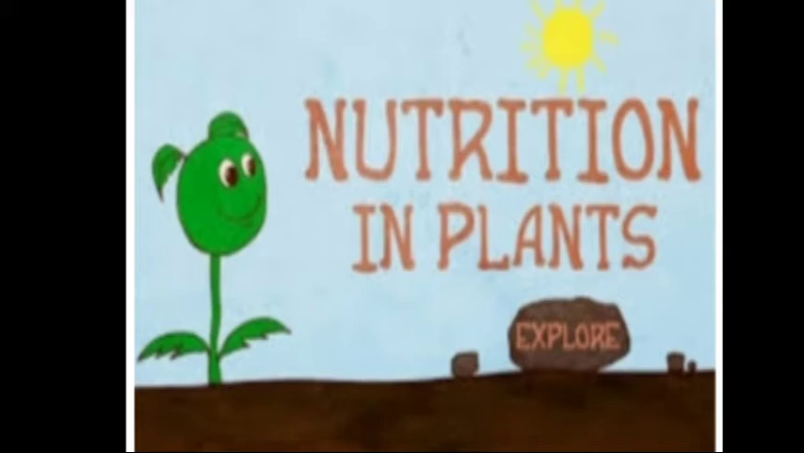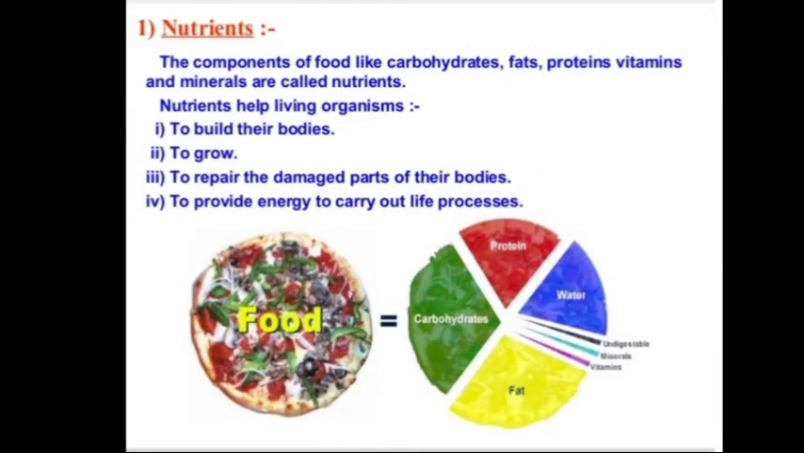Today I am going to show you a PPT for Class 7 Science, Chapter 1: Nutrition in Plants. Nutrients. The components of food like carbohydrate, fat, protein, vitamins and minerals are called nutrients. Nutrients help living organisms to build their bodies, to grow, to repair the damaged parts of their bodies, and to provide energy to carry out life processes. Food can contain carbohydrate, protein, water, fat, undigestible fiber, minerals, and vitamins.